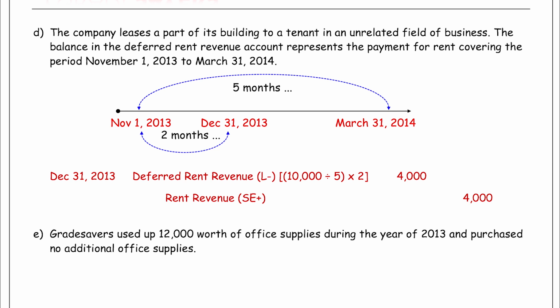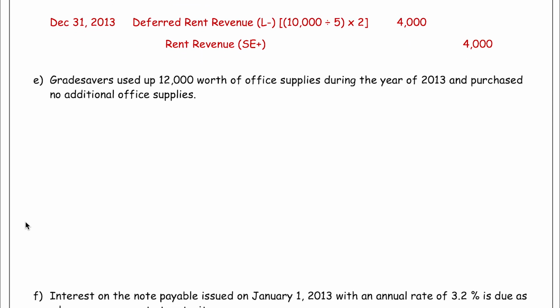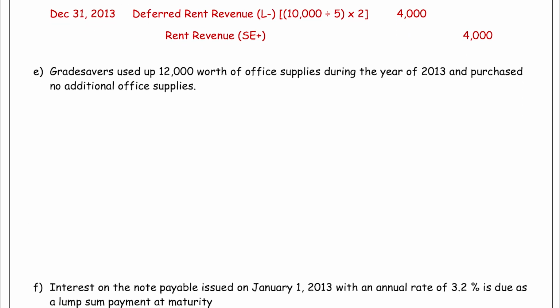Let's have a look lower down at required E. Here it says grade savers used up $12,000 worth of office supplies during the year 2013 and purchased no additional office supplies. So in this example, we need to record the fact that some of our office supplies, which is an asset, have been used up.